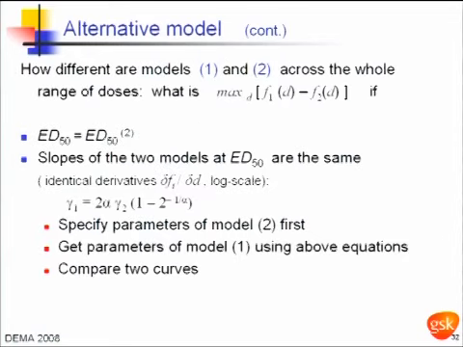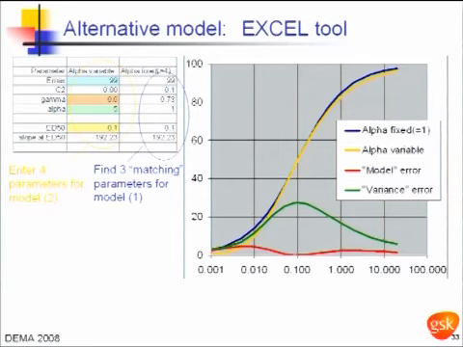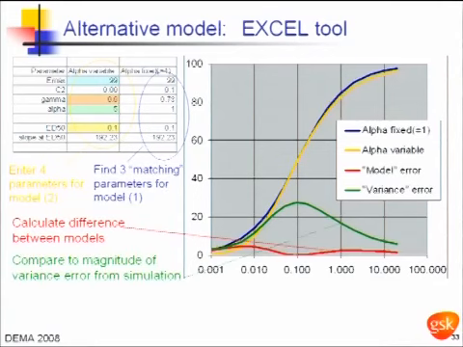And for this, my colleague Sam Miller created, I think, a nice tool in Excel, very simple but very informative. So we looked at how different the 2 models are across the whole range. First of all, the ED50 is the same, and the slopes of the 2 models at ED50 are the same. So we specify the parameters of the extended model first. Then we find the parameters of the 3-parameter model. We calculate the difference between the models. And we can also compare to the magnitude of the variance error from simulation.